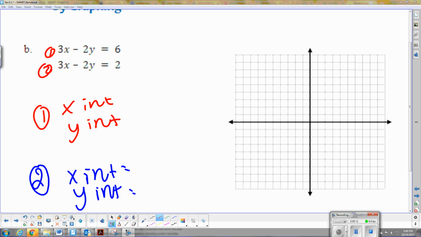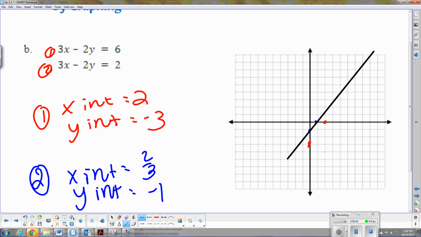So what is your x-intercept for the first equation? 2. And your y-intercept? -3. What about for your second equation, x-intercept? 2/3. And y-intercept? -1. Okay, so if you plot these points, 2/3, -1, and 2, -3, what do you get? No solution, because your lines are parallel.